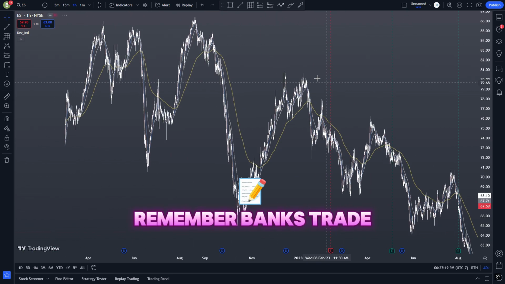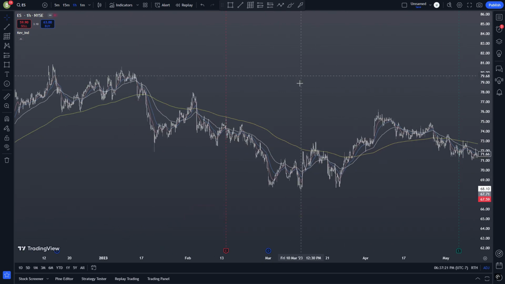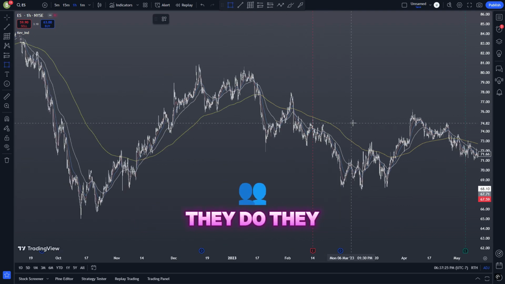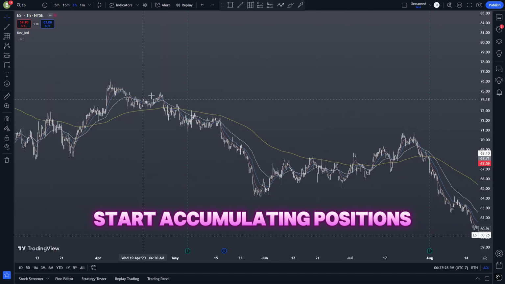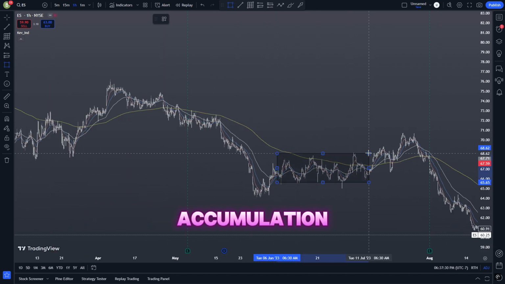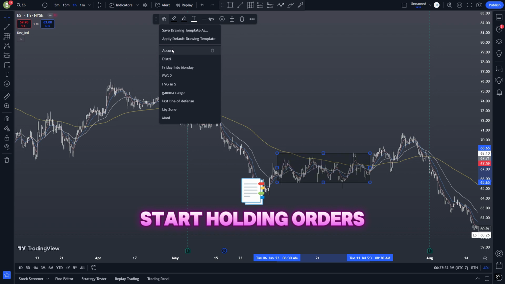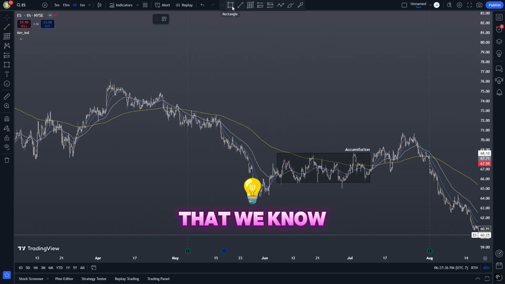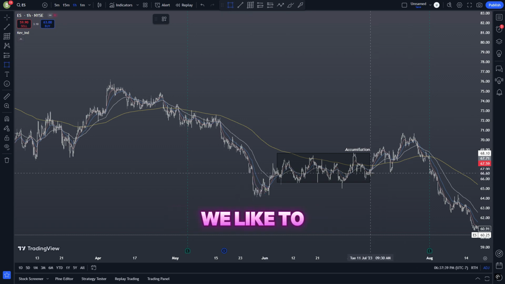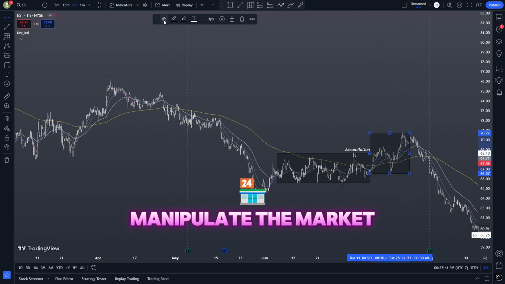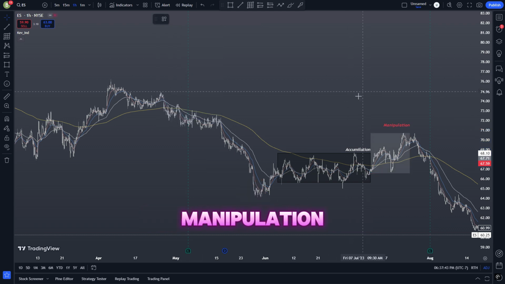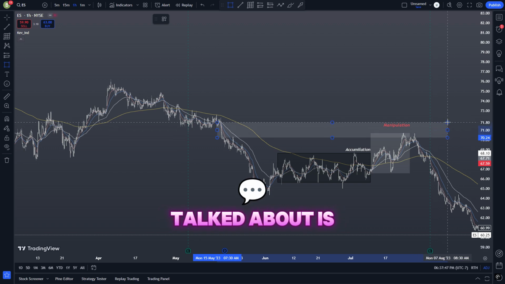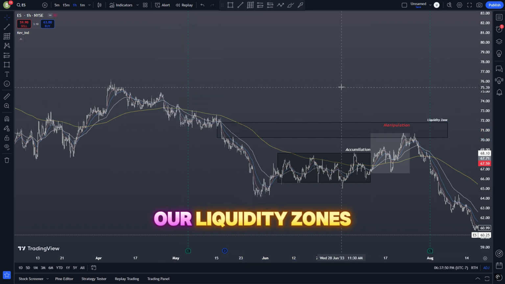Remember, banks trade in a lot of liquidity. They sometimes can't fill in automatically, so what do they do? They start accumulating positions. That's when we start getting that accumulation where we just start holding orders. Okay, perfect. What do we start doing after that that we know market likes to do? We like to manipulate the market. Now, a lot of people aren't going to see this as manipulation, but I will, because we are entering what we've also talked about is our liquidity zones.